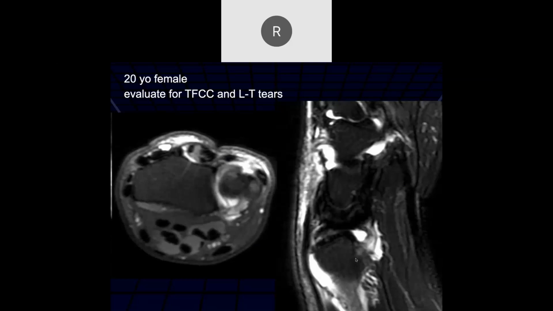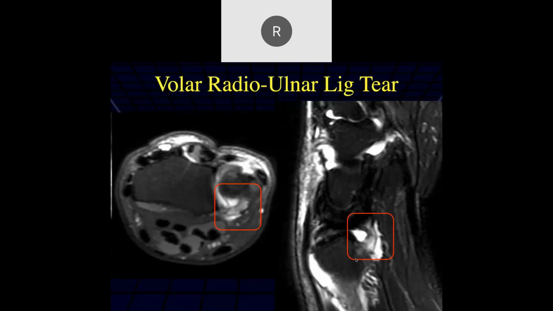Dorsally, yeah. Is that a sprain of one of the components of the TFCC? Yeah, so that's a sprain of the volar radioulnar ligament tear. And that's leading to instability and effusion. Okay.